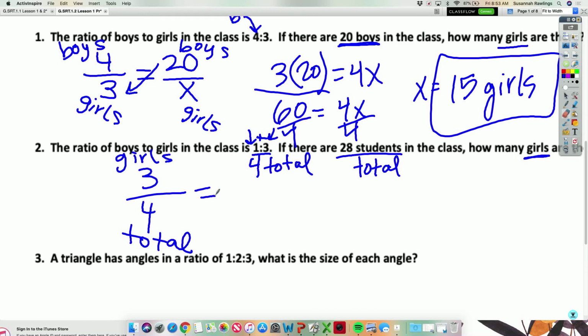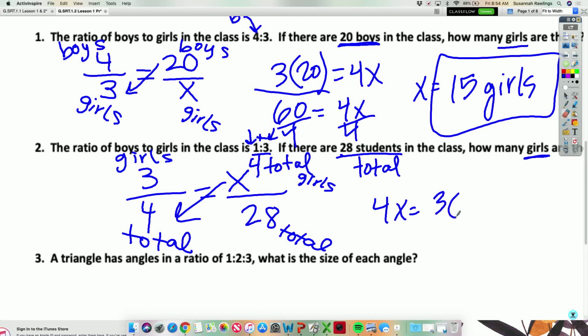On the other side, I again want the girls over the total. So am I going to put 28 on the top or the bottom? Bottom. On the bottom, it needs to go with the total. So we want girls over the total. If we're looking for girls, what do we leave it as? X. Okay, so sometimes it might help to label your ratio there. So let's go ahead and solve for that one. We'll have 4x equals 3 times 28. So I'll give you a second to solve that one.